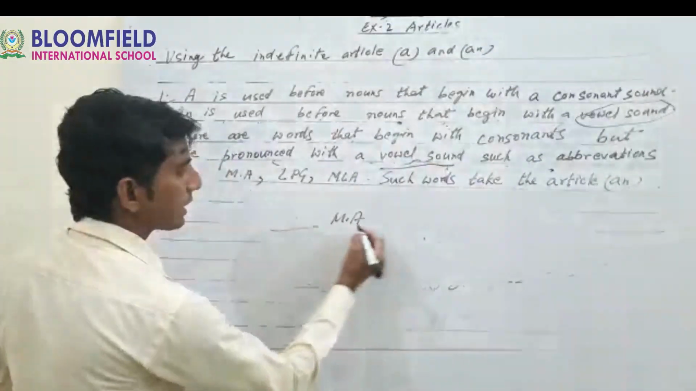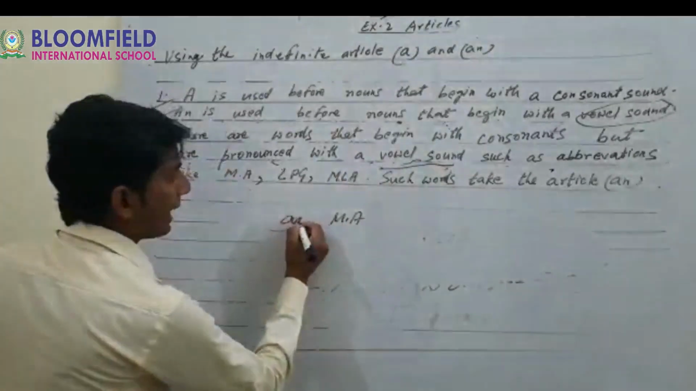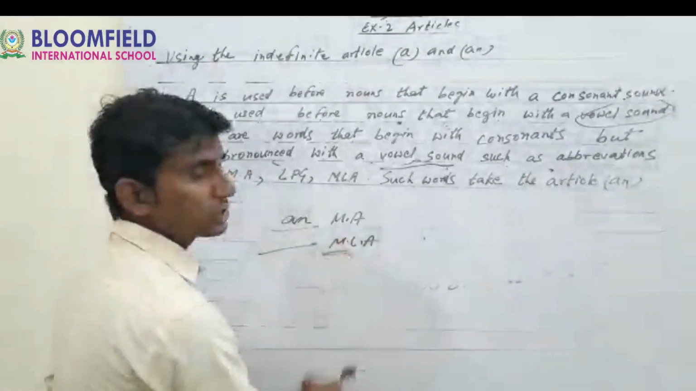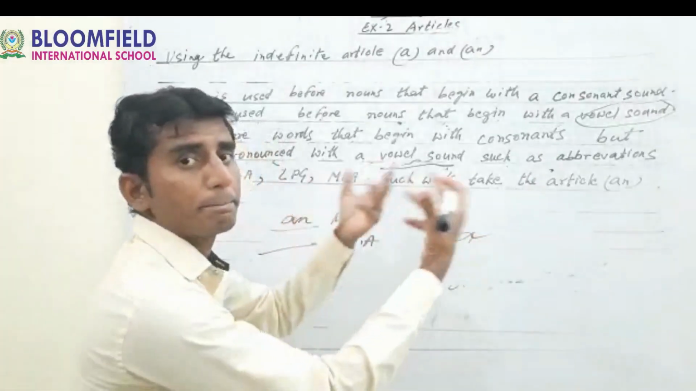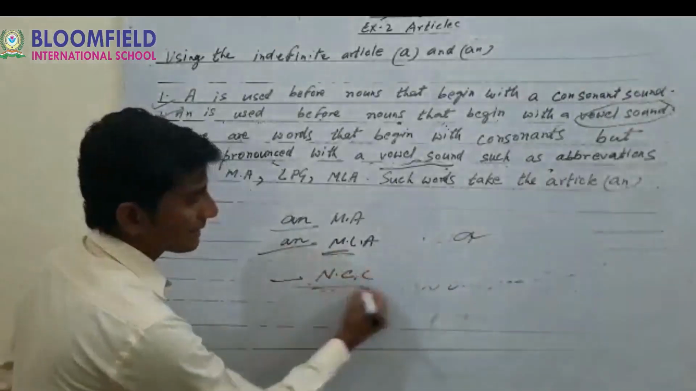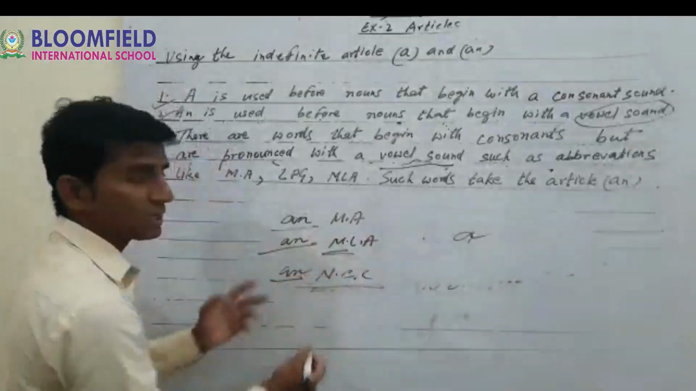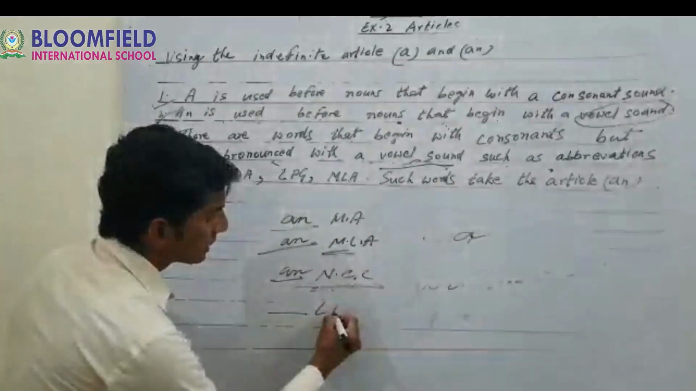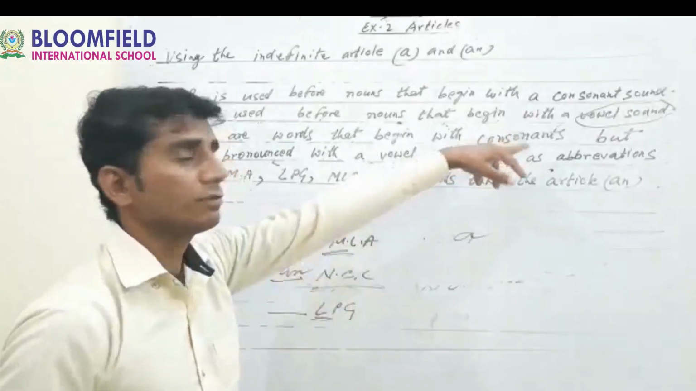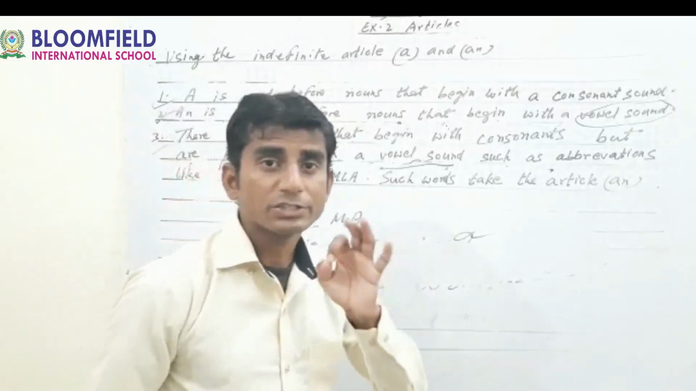MA, it is starting with the "em" sound, so "an MA". MLA, see the pronunciation, this is starting with the "em" sound, so "an MLA". NCC, National Cadet Corps, "an NCC". Then LPG, "el", it is coming in the vowel sound, so "an LPG". Is it clear? Fantastic.